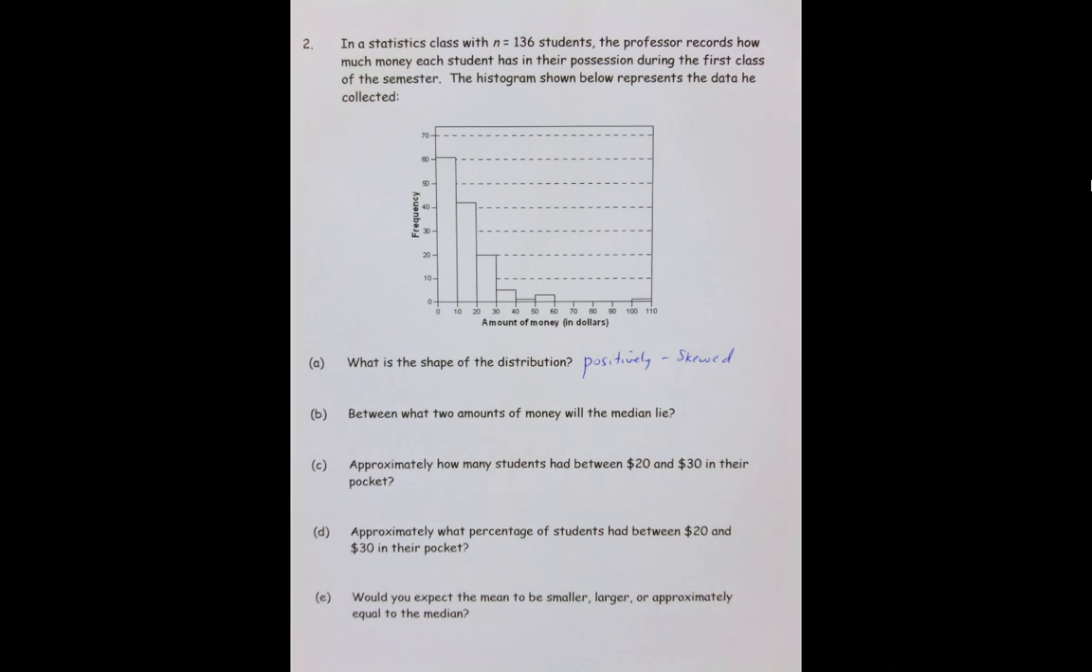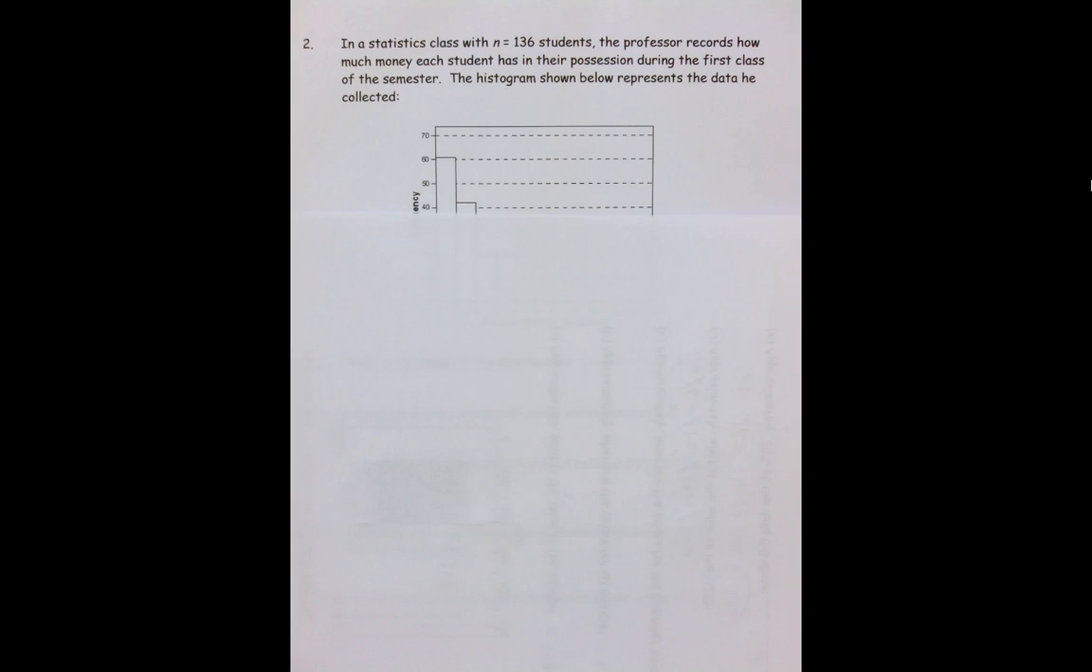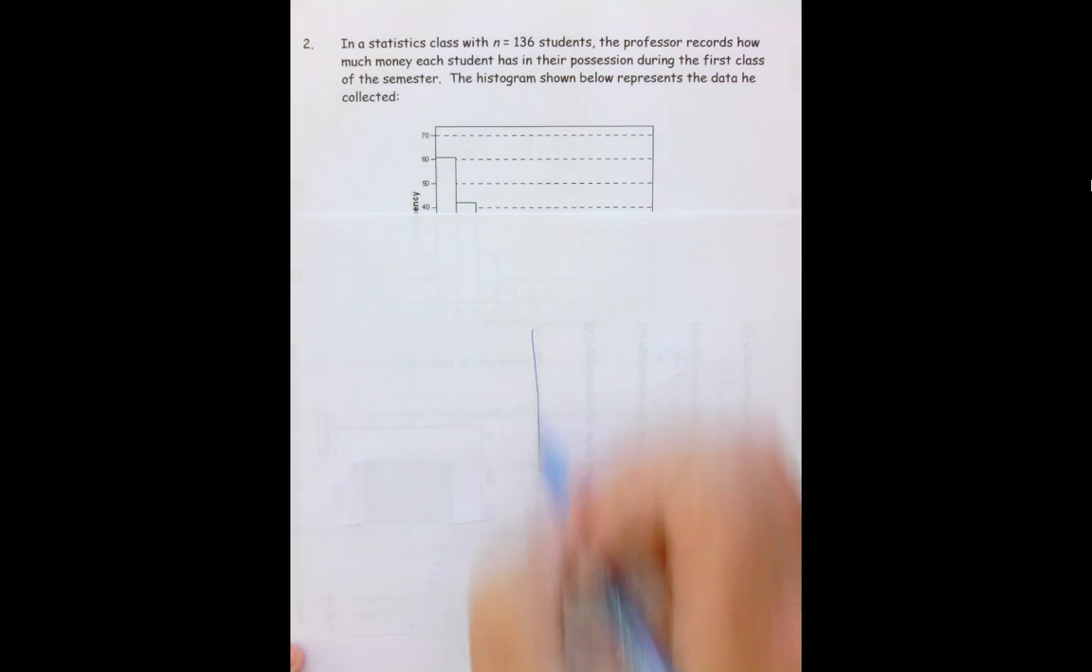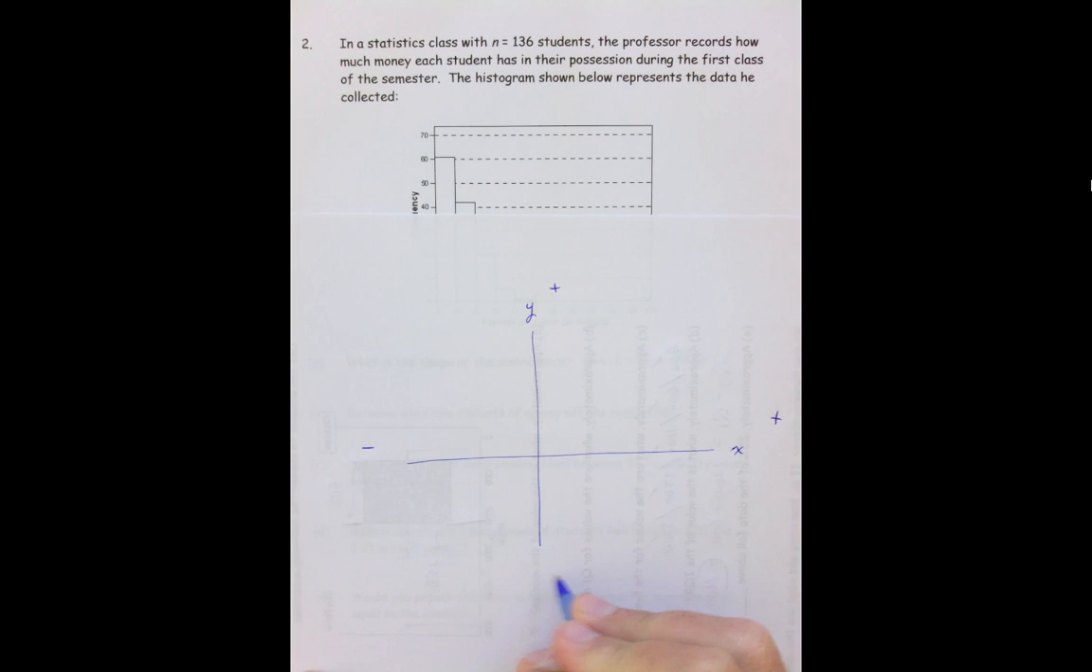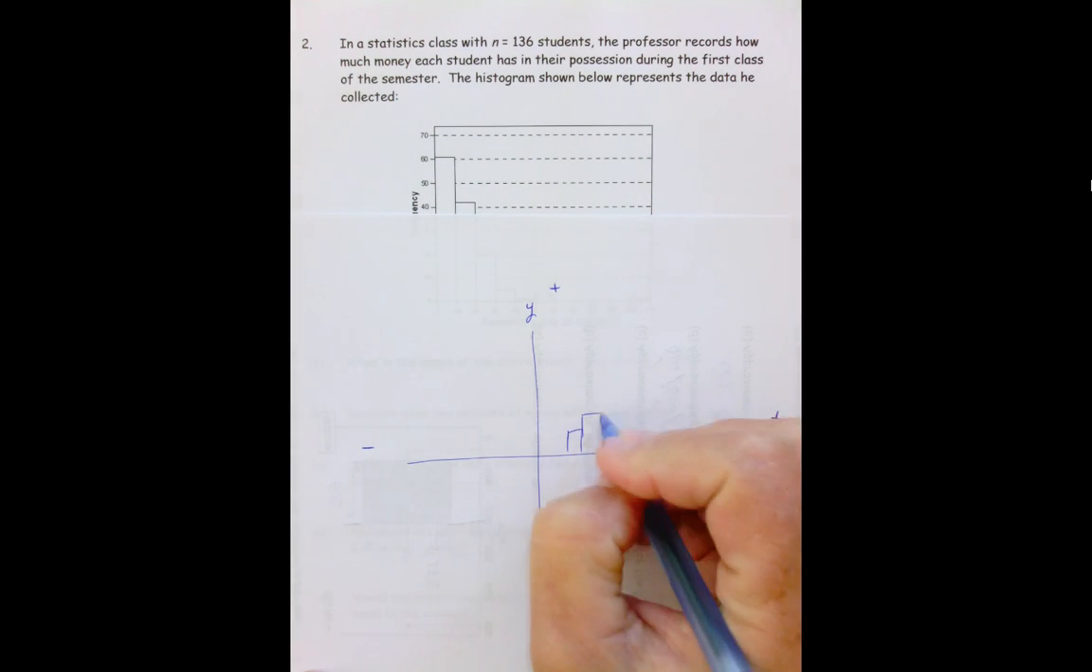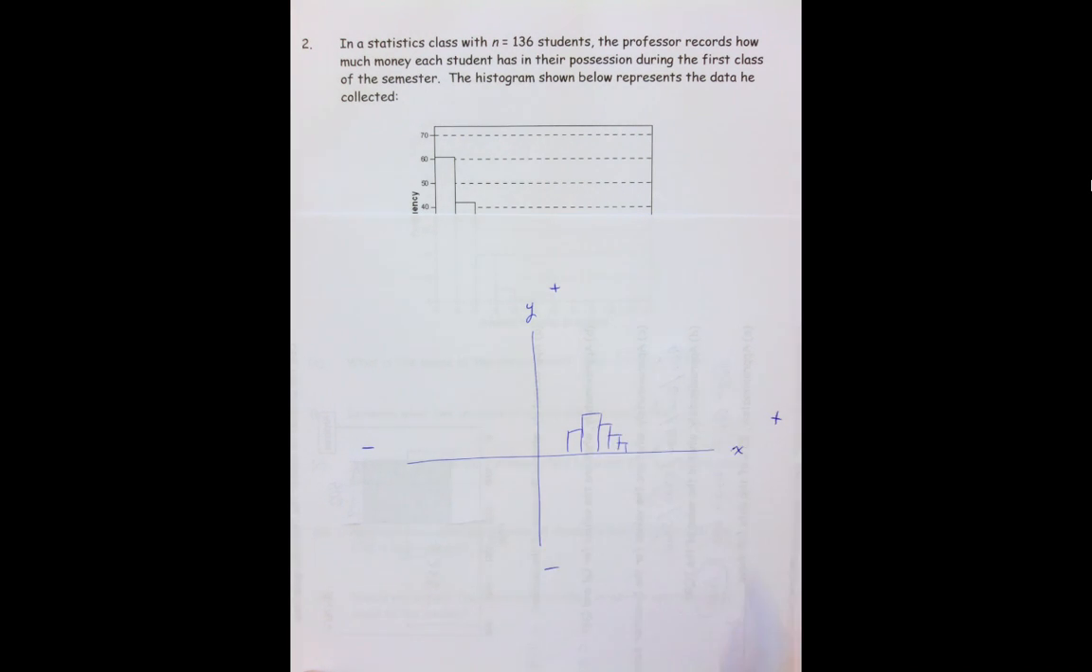Let me go back over one thing here. You've got to remember that our histograms are drawn on the rectangular coordinate system, where this is the x-axis and this is the y-axis. These are positive numbers, these are negative numbers, these are positive numbers, these are negative numbers. These histograms are drawn in here someplace.